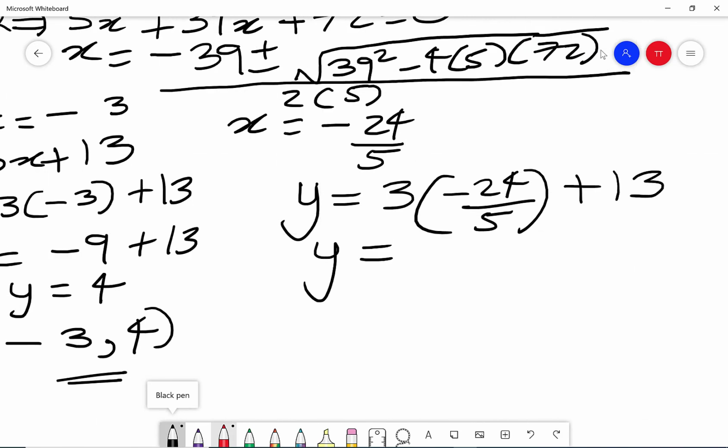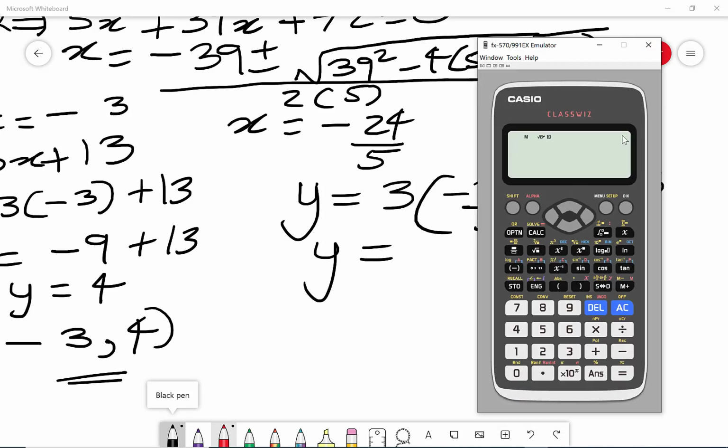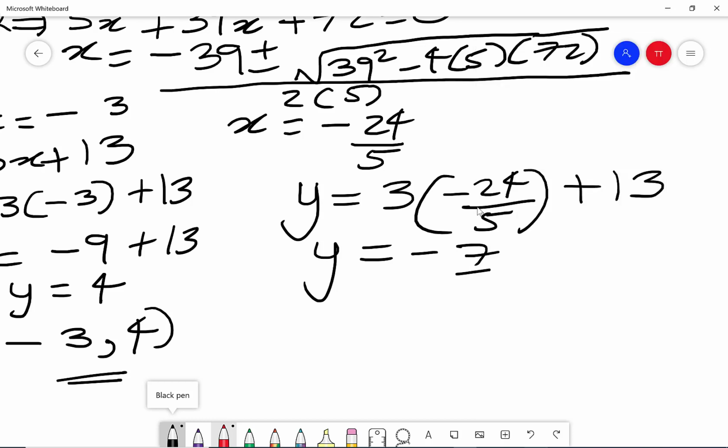Put it straight into my calculator. So I do 3 times minus 24 over 5, plus 13. And that will give me minus 7 over 5. I prefer to always leave my answer as fractions, so I'm going to leave it as minus 7 over 5.